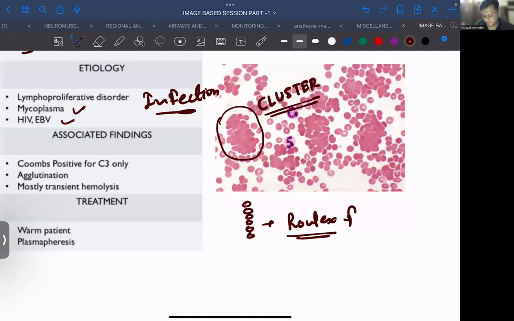Rouleaux formation. If you're not able to give anything to your girlfriend, give her autoimmune hemolytic anemia, so she can have a Rolex finally. She can have a Rolex finally, right?